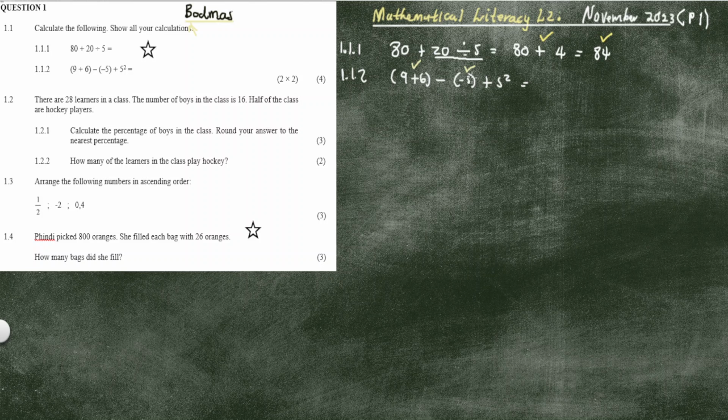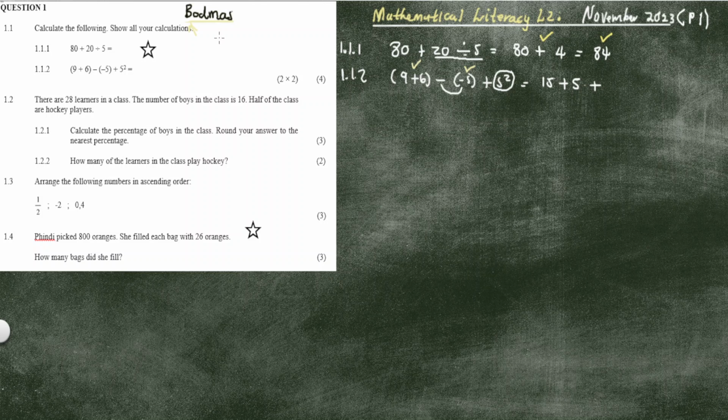So I'm going to start with the first bracket and solve what's inside it. A 9 plus a 6 adds up to 15. Then here I have a negative 5 inside a bracket, so we have to simplify the bracket by multiplying with the negative sign in front of it. The negative and this negative multiplying gives us a plus 5. And then we also have an order. So I'm done with the brackets.